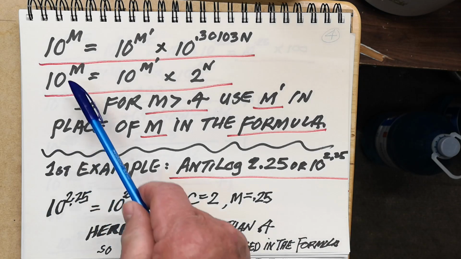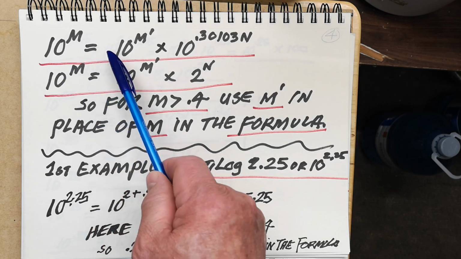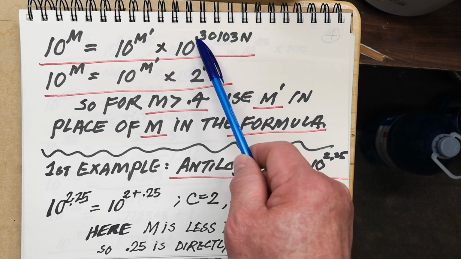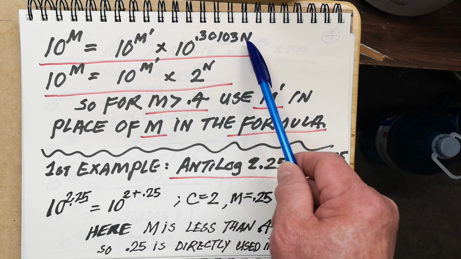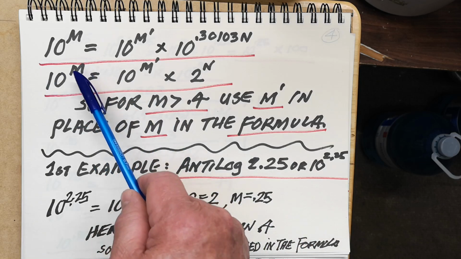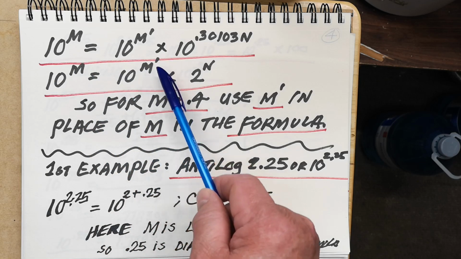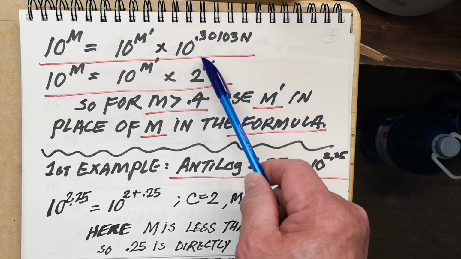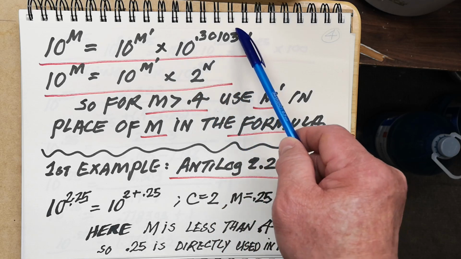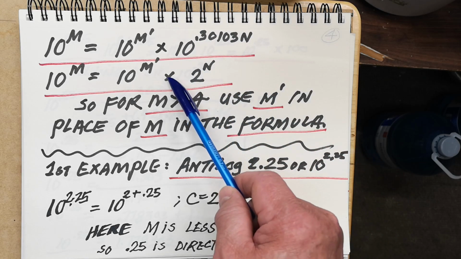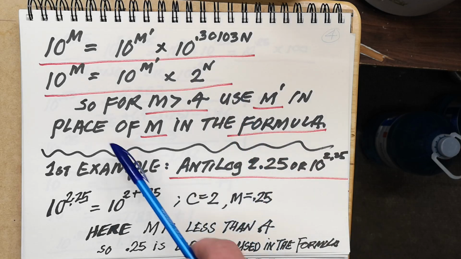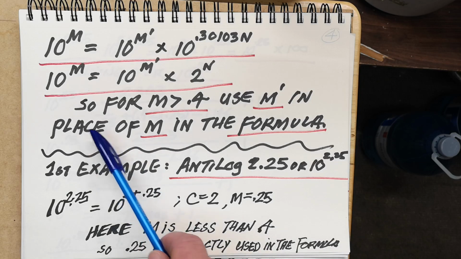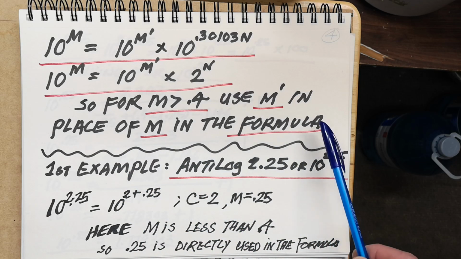Therefore, we can write 10 raised to the m equals 10 raised to the m prime times 10 raised to the 0.30103n. Because 10 raised to the 0.30103 is actually 2, this equals 10 to the m prime times 2 raised to the n. So for m greater than 0.4, we use m prime in place of m in the homemade formula.